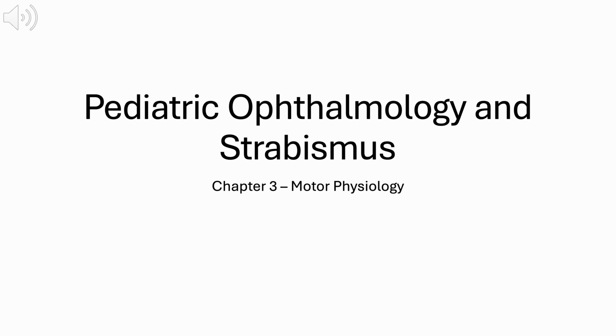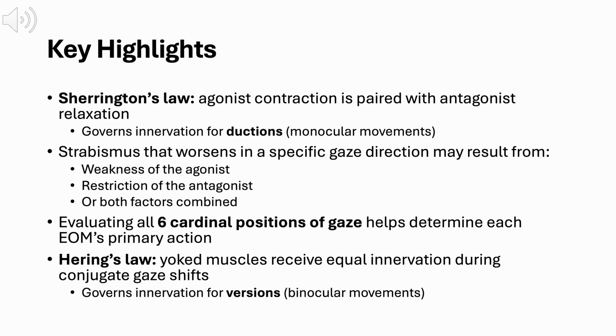As we go through this chapter, we'll focus on principles that explain normal eye movements first, and then use those principles to make sense of strabismus and its clinical patterns. This slide highlights the core motor principles that everything else in this chapter builds on.